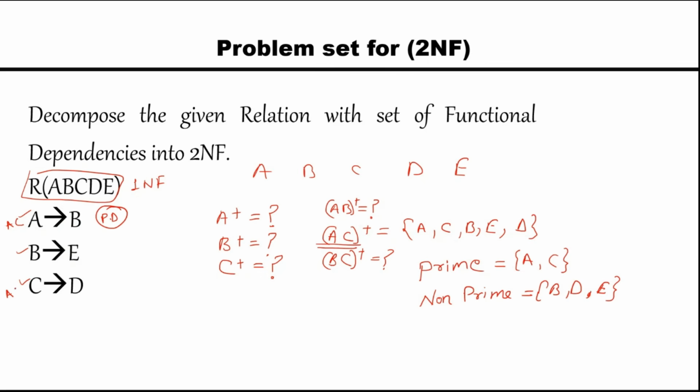Now again I would write here AC, which is a candidate key. So C is a part of the candidate key, and it is determining what? D, which is again a non-prime attribute. You can check it. D is a non-prime attribute. It's written here. So this is a partial dependency. So there are two partial dependencies. So how can we decompose this relation, because there are two partial dependencies?